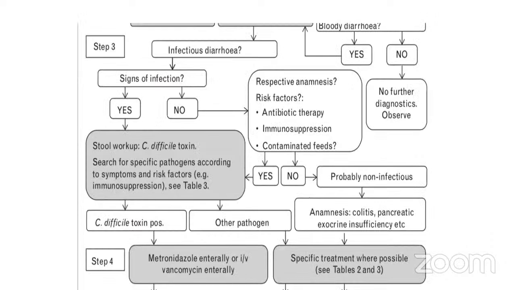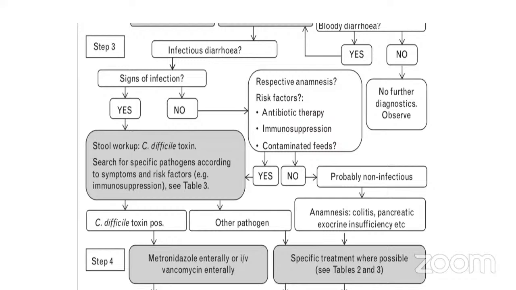So for mild diarrhea, if it is not possibly infectious, immunocompromised, or bloody, no further diagnosis is required. It is a mild diarrhea and no further investigations are required. If it is bloody diarrhea, you have to investigate for infectious diarrhea. So we need to look at whether signs of infection are present or not. If signs of infection are present, do a stool workup for Clostridium difficile and search for specific pathogens according to symptoms and risk factors, as mentioned in the previous table and in this article.